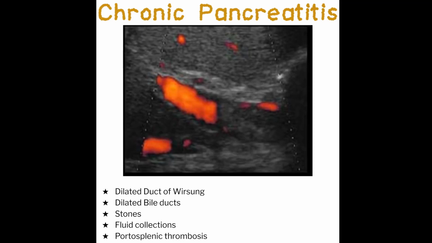Some other things that we'll see with chronic pancreatitis are a dilated duct of Wirsung, dilated bile ducts, and stones, if those components are still there. We might see some fluid collections around, and more importantly, we might start to see a portosplenic thrombosis. If you recall, the splenic vein travels on the posterior side of the pancreatic tail, and then the confluence is right at the pancreatic neck. What we're going to see then is possible thrombosis within the splenic vein as it confluences with the superior mesenteric vein to create the main portal vein. So some thrombosis in this area is possible in the setting of chronic pancreatitis.